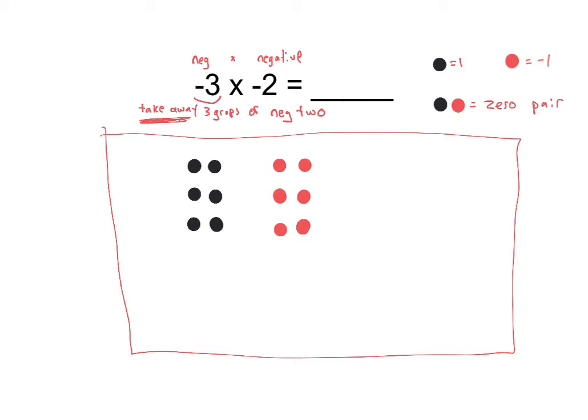So the last problems were having us taking away our groups of positives, and now we are taking away 3 groups of negative 2. So there's 1 group of negative 2, there's 2 groups of negative 2, and there's 3 groups of negative 2. So we just took away 3 groups of negative 2, and what we were left with was 1, 2, 3, 4, 5, 6 positives. So negative 3 times negative 2 is a positive 6.